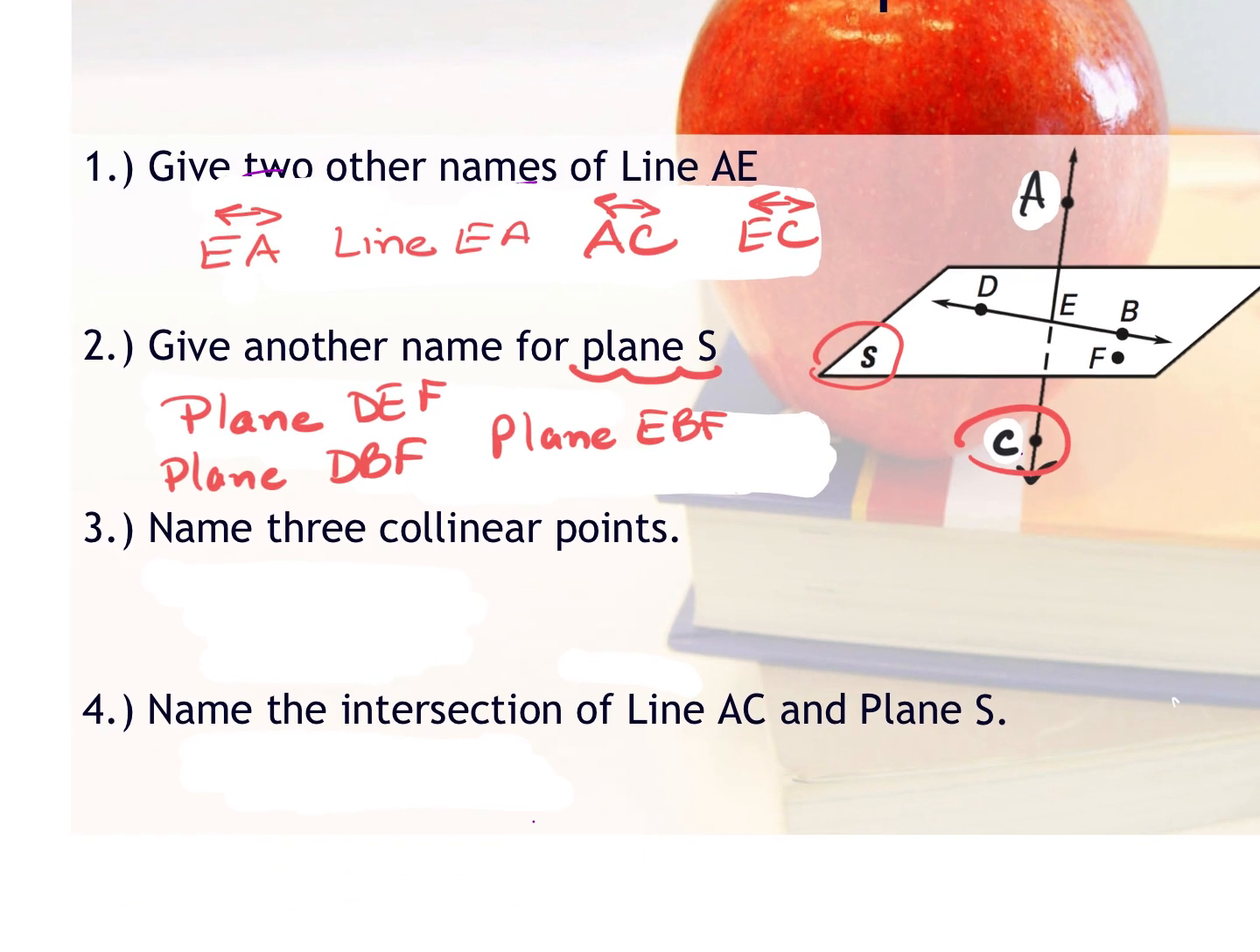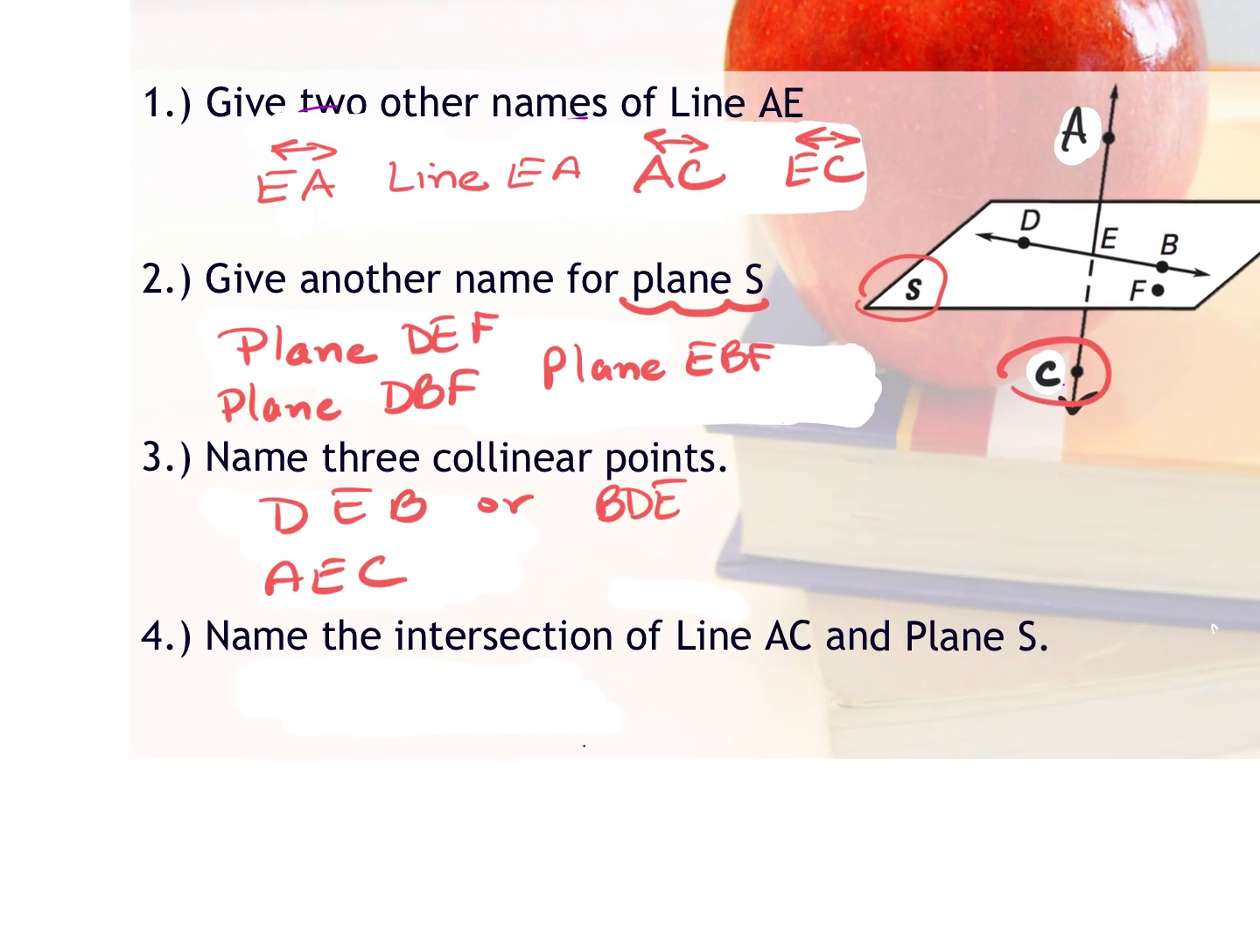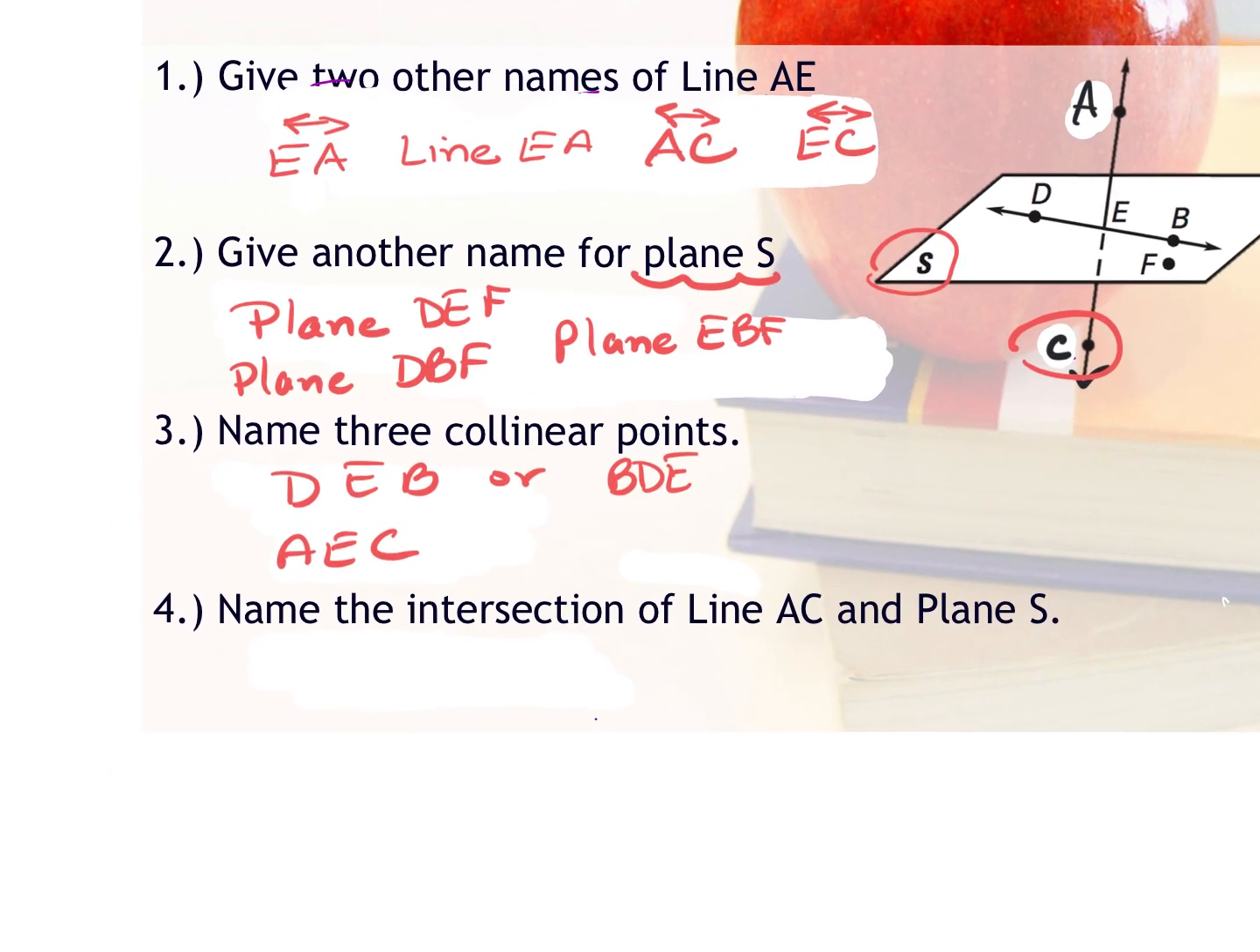Now the next one is to name 3 collinear points. So I could name point D, E, B, or A, E, C. And again, you could name it in any order. So if you'd rather do alphabetically, B, D, E, it doesn't really matter. And now the intersection of line AC and plane S. This line AC is going through the plane right here at point E. So you could just put capital E. If you write the word point in front, that's acceptable as well.